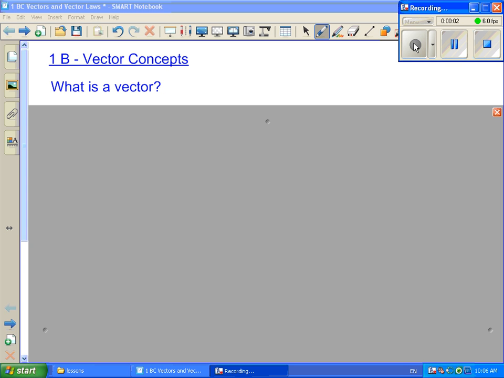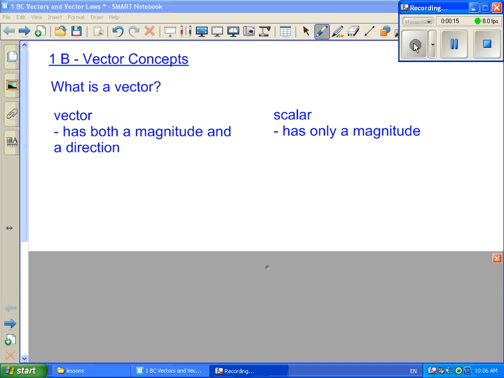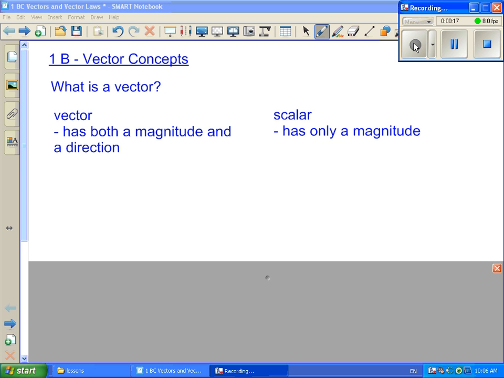So, vector concepts. First off, what do we mean by a vector? The easiest way to think about vectors is to compare them to what we call scalars. Scalars are quantities that only have a magnitude, so they are represented by a single number. That might be something like speed. When we say speed is 10 kilometers per hour, we're only interested in the magnitude, that 10 there.